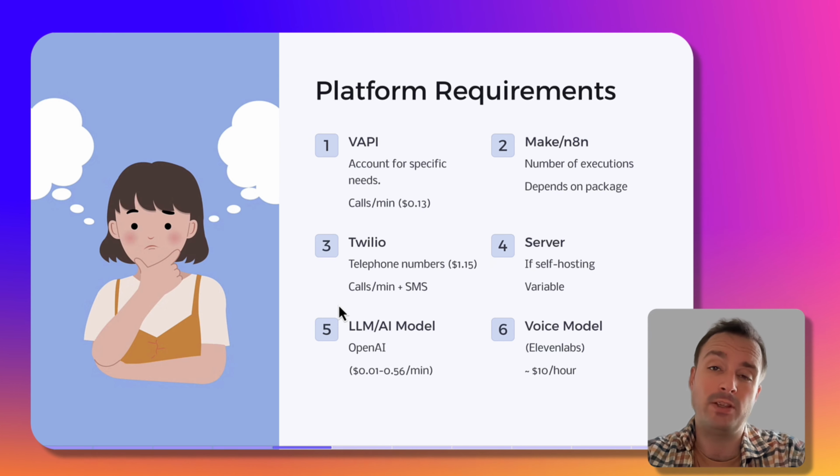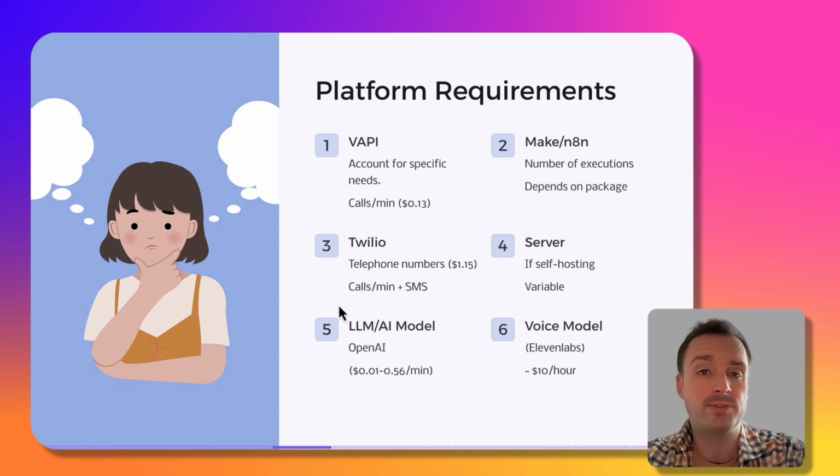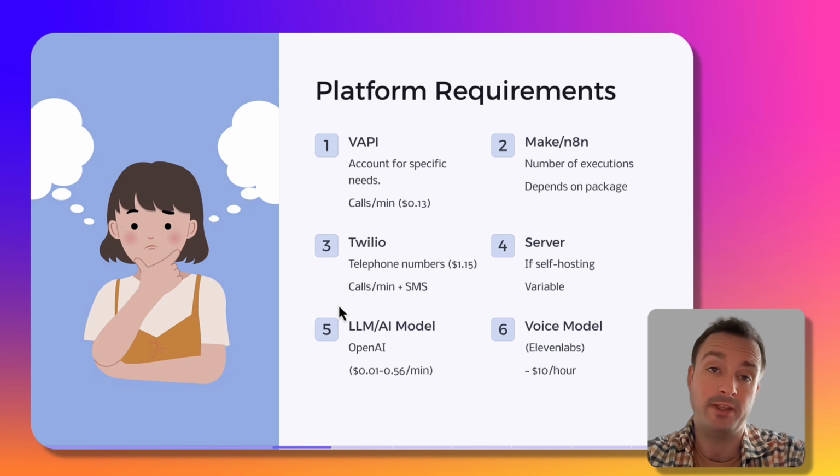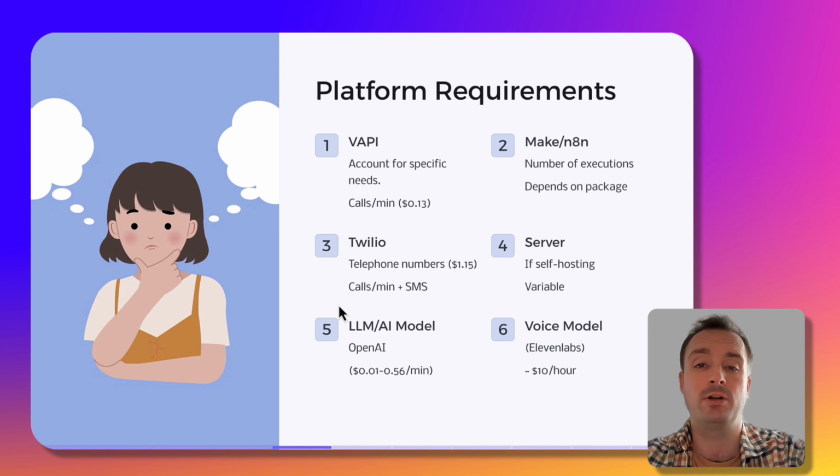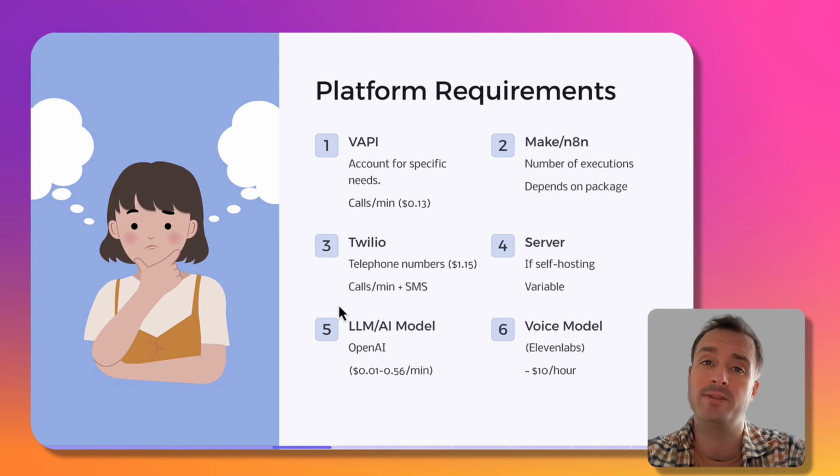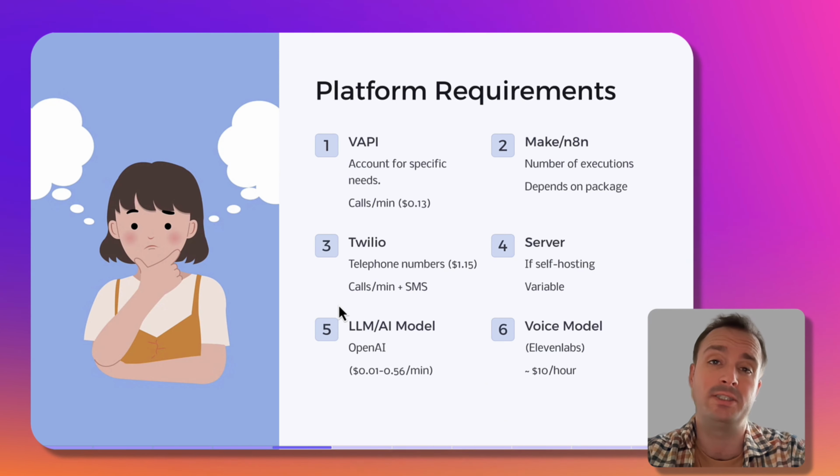The second thing you're going to need is Make or N8N, something similar to that, a sort of low code option if that's the way you want to go. And that's what I did in the previous video again. That really is a cost dependent model based on the number of executions, which is like processes that you make. And it really depends on the package as to how much it costs per execution. And it also depends on how complicated your process is with a voice agent.